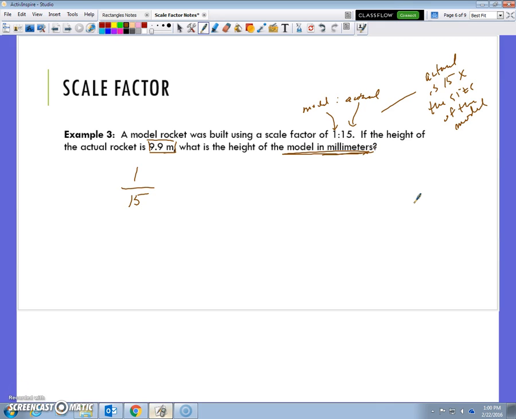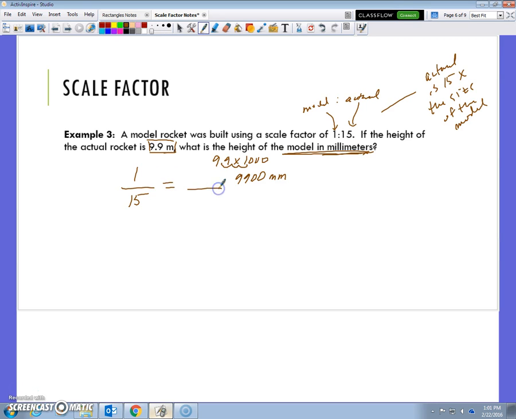I know there's 1,000 millimeters in a meter, so instead of writing 9.9 meters, I'm going to go ahead and convert that right away and take 9.9 times 1,000. Now we know our metric system, we just need to move the decimal place 3 spots. 9,900 millimeters. Okay, so that's the actual height of the rocket, 9,900 millimeters.